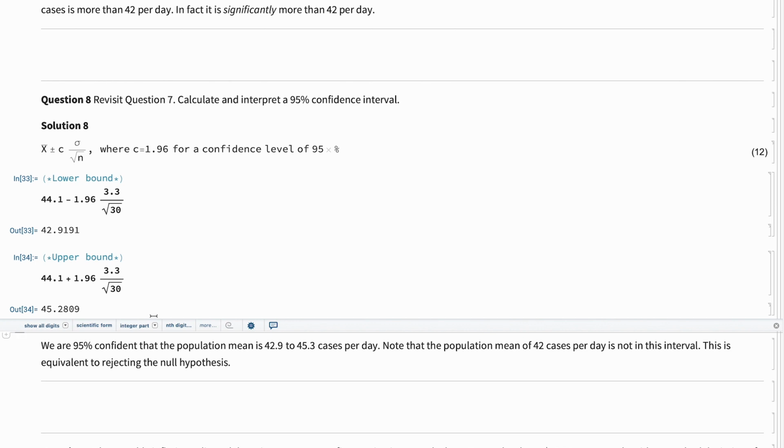Note that the population mean of 42 cases under the null hypothesis per day is not in this interval. This is equivalent to rejecting the null hypothesis. Absolutely beautiful. Let's do one more.